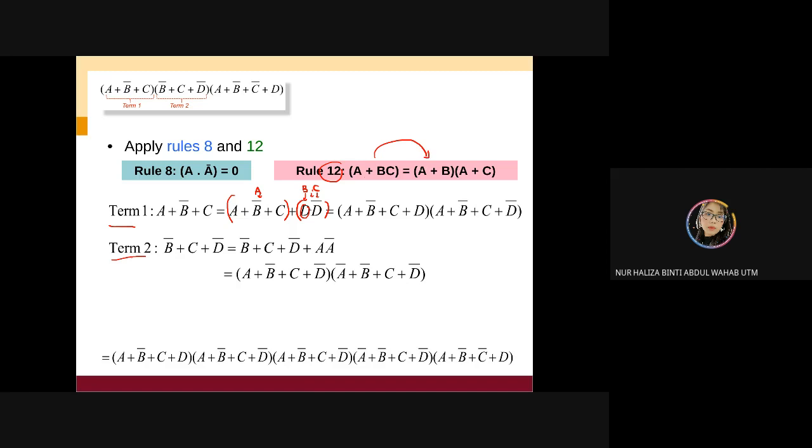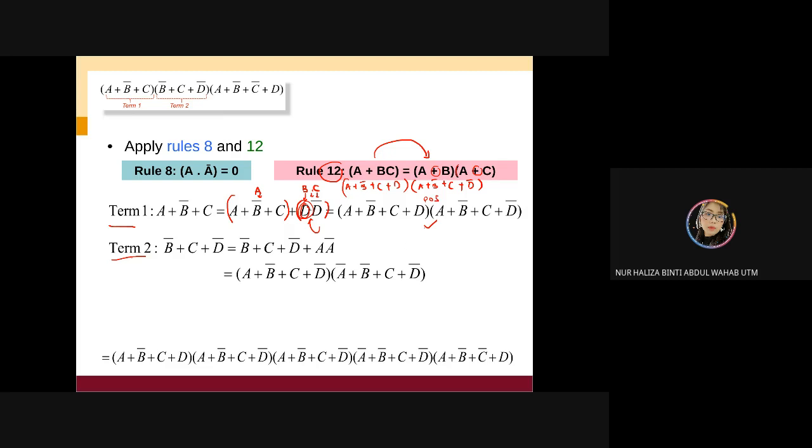So you just change the value of A. A will be A plus B bar plus C. And then you add B. What is your B? Your B is D. And you multiply with A. What is your A? A plus B bar plus C. And then add your C. What is your C? Your C is D bar. And this is your POS.